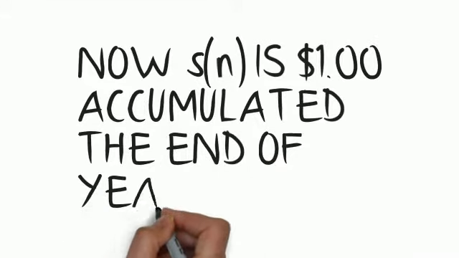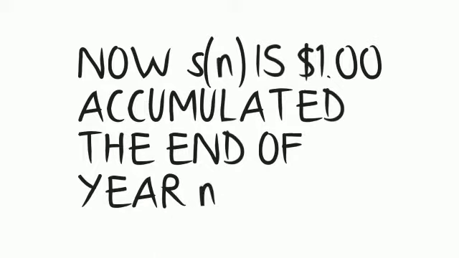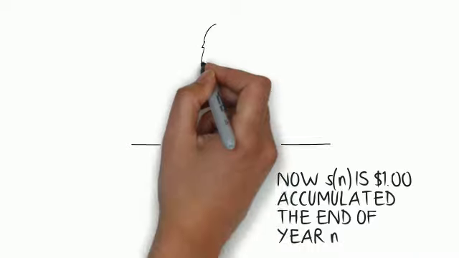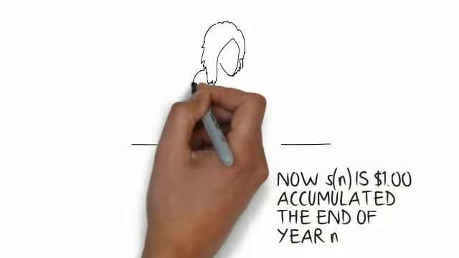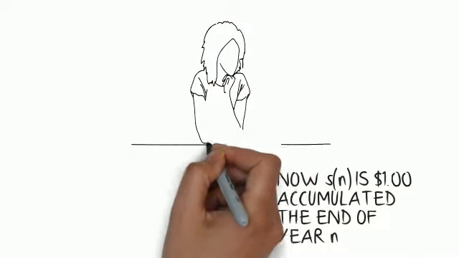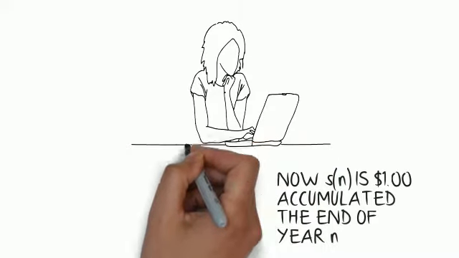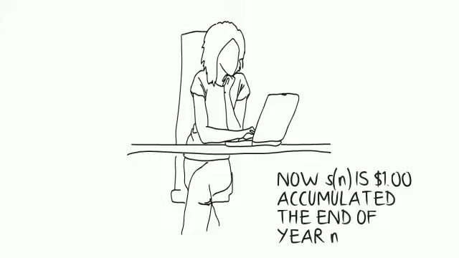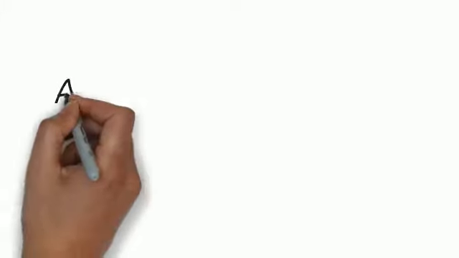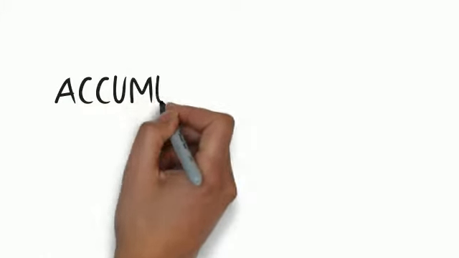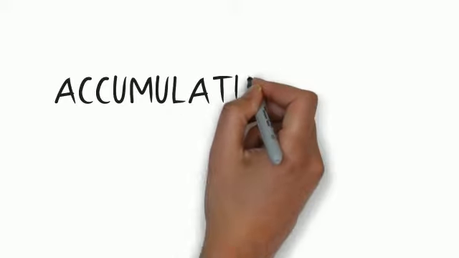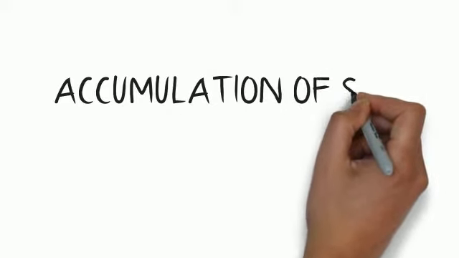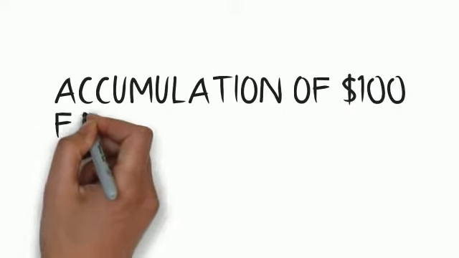What that means is that once we start defining the accumulation of money, we then look at 2 years and say, the value of $100 invested for 2 years, after 2 years, is equal to S of 1 plus S of 2, all added together, multiplied by $100.